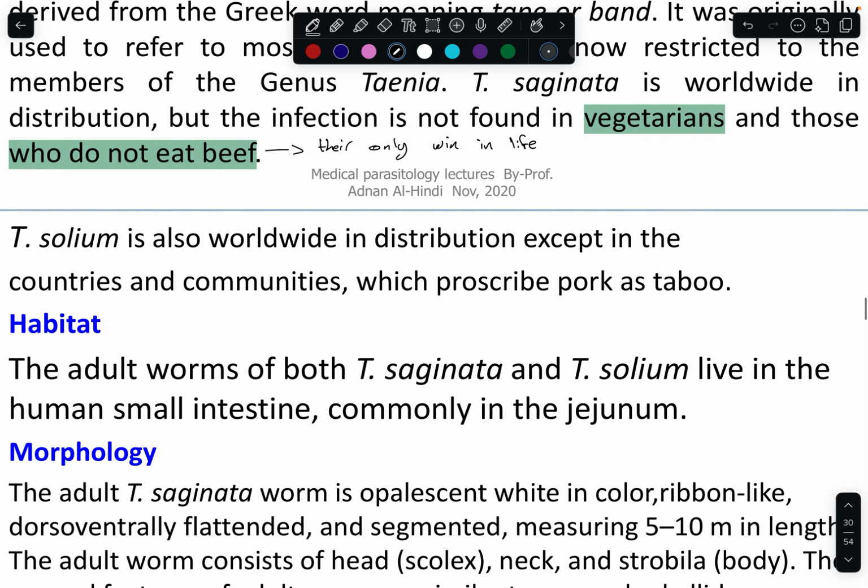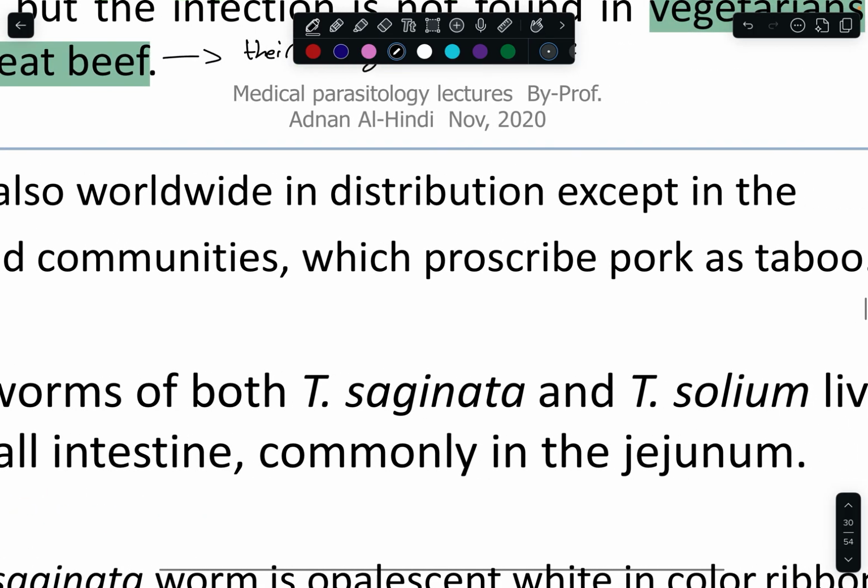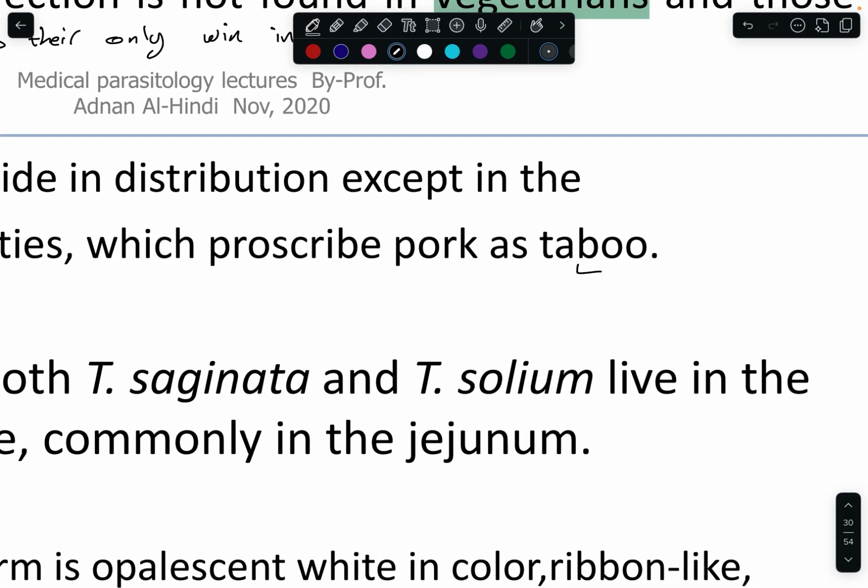Taenia solium is also worldwide in distribution except in the countries and communities which proscribe pork as taboo. It is also worldwide in distribution except in Muslim countries.